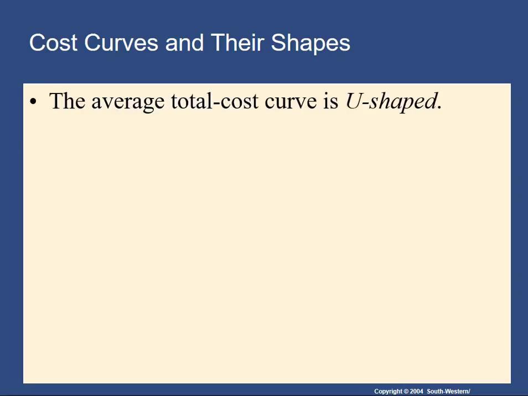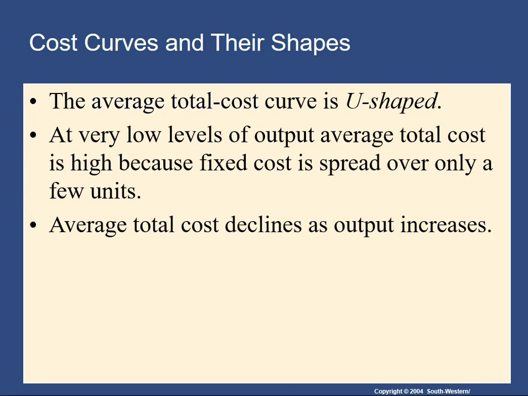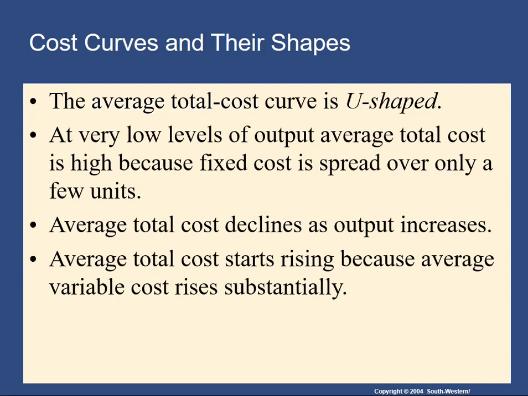The total cost curve has a U shape to it. At very low levels of output, average total cost is dominated by fixed costs, and the fixed costs are only spread over a few units, so the average total cost is high for low levels of production. And then the average total cost declines as output increases, and then average total cost starts to rise as the variable costs begin to rise.